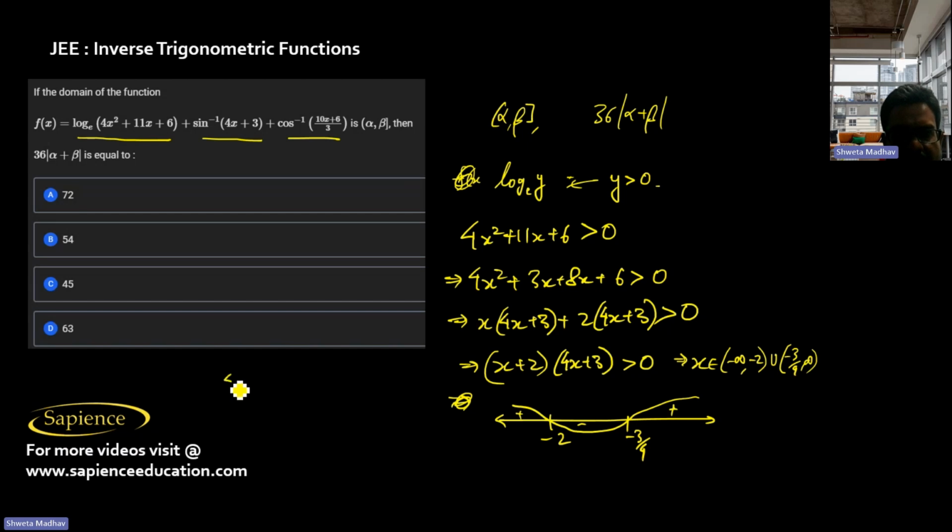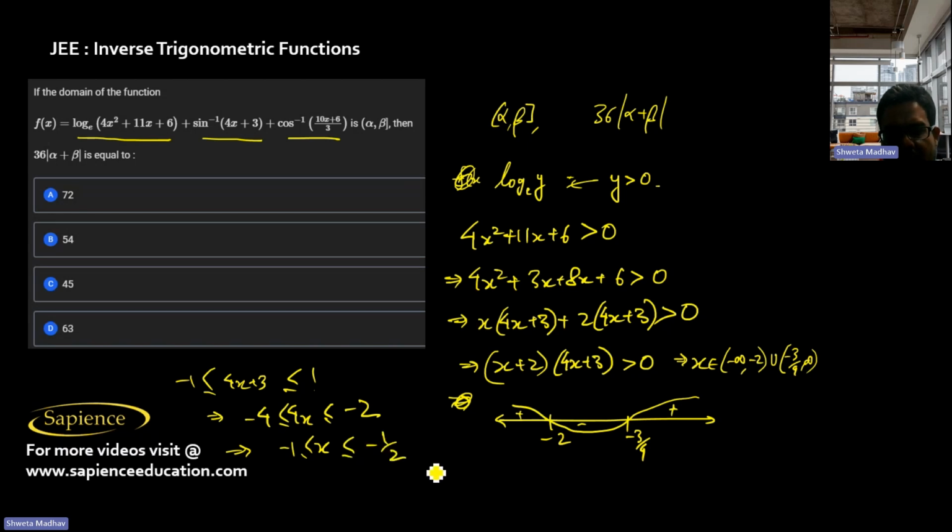Now here 4x plus 3, that should be from minus 1 to 1, since it is sine inverse. So therefore 4x should be more than or equal to minus 4 and less than or equal to minus 2. So therefore x should be more than or equal to minus 1 and less than or equal to minus half. So therefore x should belong to minus 1 to minus half. So at the end we have to take the intersection of all these.